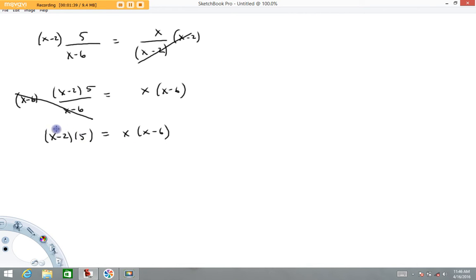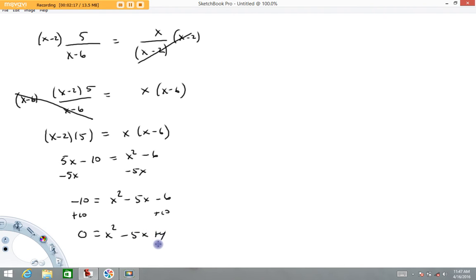So now, I'm going to go ahead and look at this product. 5x minus 10 equals, and on the right, we have x squared minus 6x. All right, now what I'm going to do is combine terms, or move all the terms to one side, because this is quadratic. So when we solve this, we want a 0 on one side. So we might start by subtracting 5x from both sides. If we do, we have negative 10 equals x squared minus 5x minus 6. I'm going to go ahead now and add 10 to both sides. Now we have 0 equals x squared minus 5x plus 4.